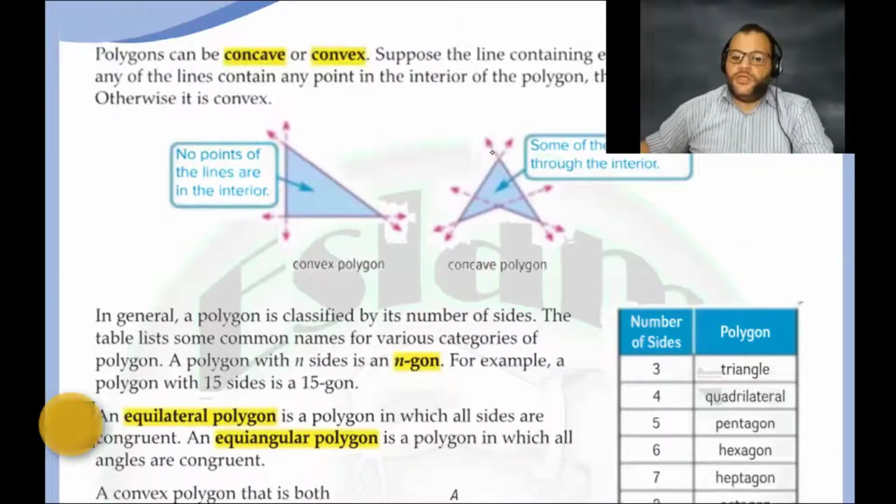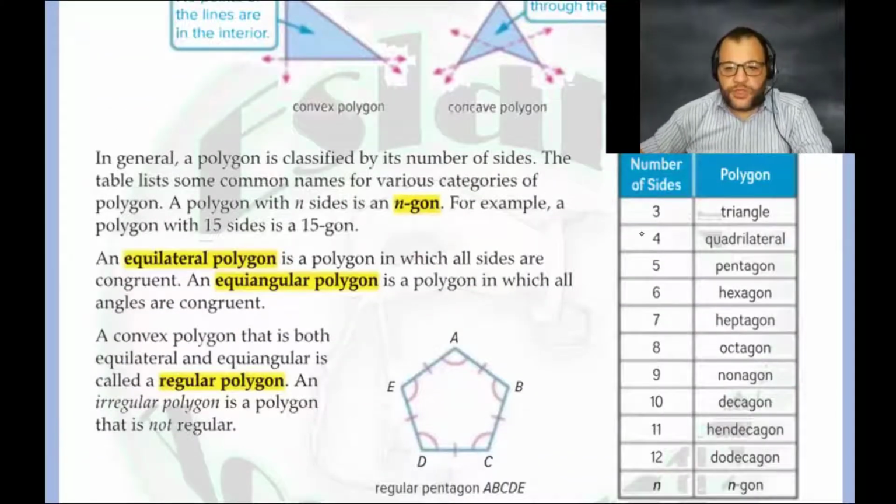So now the names of the polygons. If we have 3 sides, it will be a triangle, 4 sides a quadrilateral, 5 sides a pentagon, 6 sides a hexagon, 7 a heptagon, 8 an octagon, 9 a nonagon, 10 a decagon. Any problem for this one?